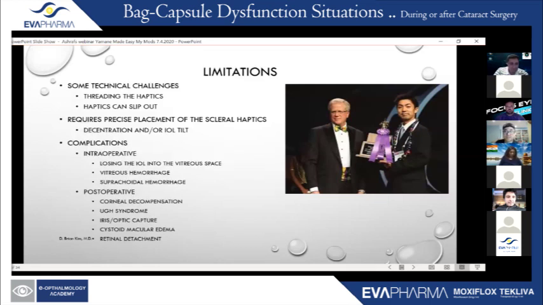But there are limitations, like a lot of techniques. It's very difficult to thread the haptics into the needle, and the haptics can slip out. You can have decentration or tilt. Intraoperatively, you can lose the lens into the vitreous space, vitreous hemorrhage, suprachoroidal hemorrhage. Postoperatively, you can have corneal decompensation, UGH syndrome, iris optic capture, CME, retinal detachment, and that's, of course, a limited number of complications. There are more, of course, that can happen.